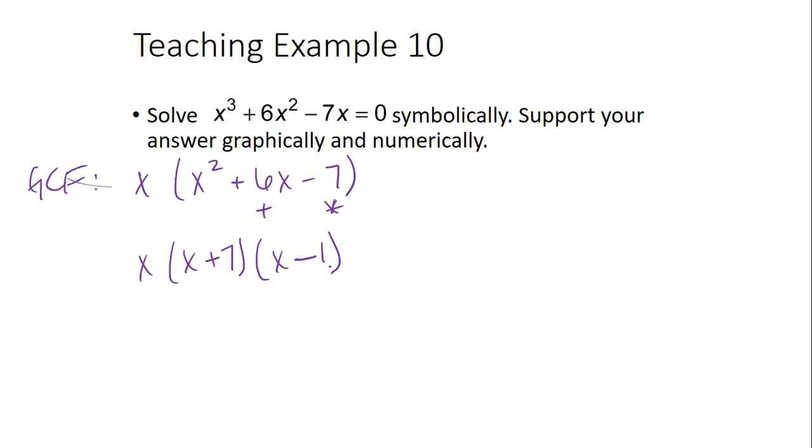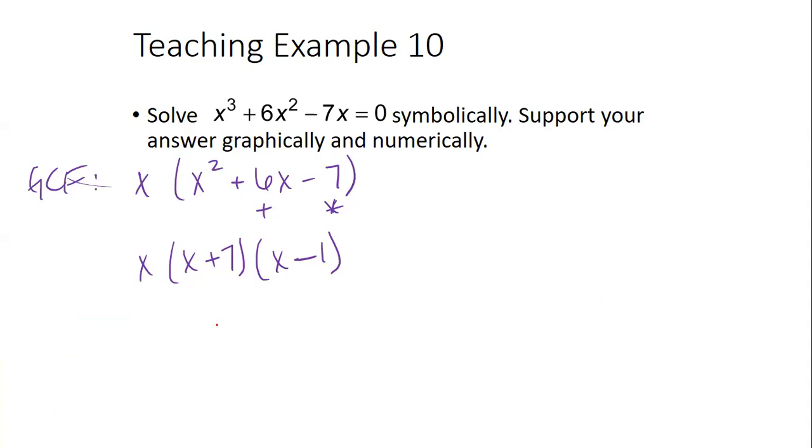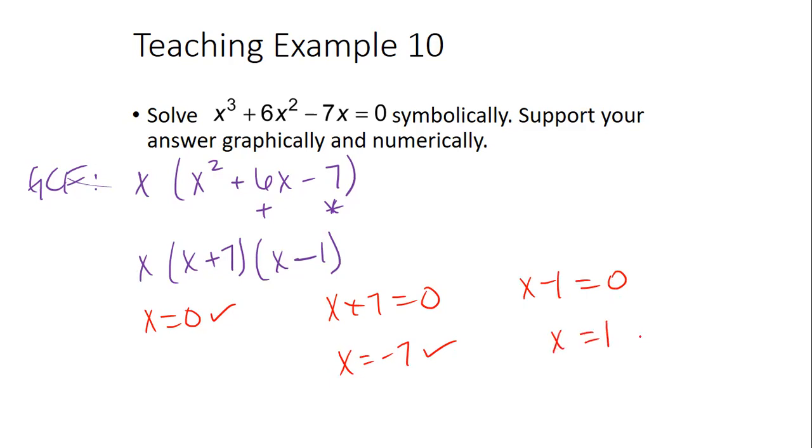How do I find my zeros? It's the inverse pretty much, but mathematically, what are you doing? You're setting each factor equal to 0. So x equals 0, done. There's my 0. I have x plus 7 equals 0. So what is my x? -7. And then I have x minus 1 equals 0. So what is my x? 1. So I found all of my solutions.